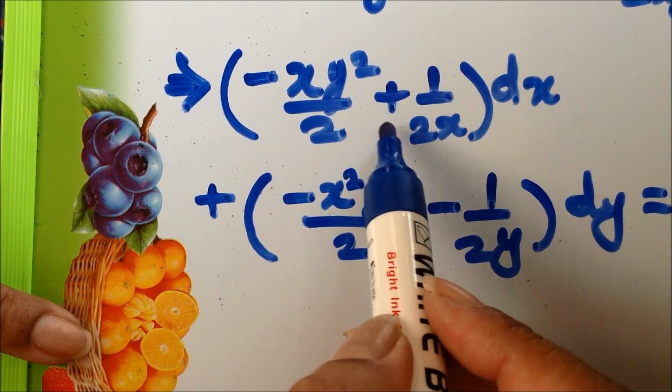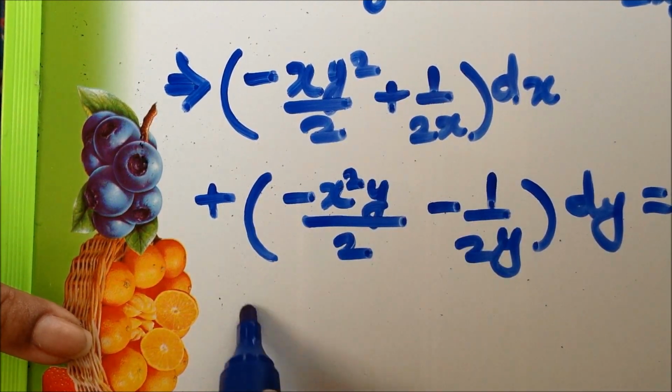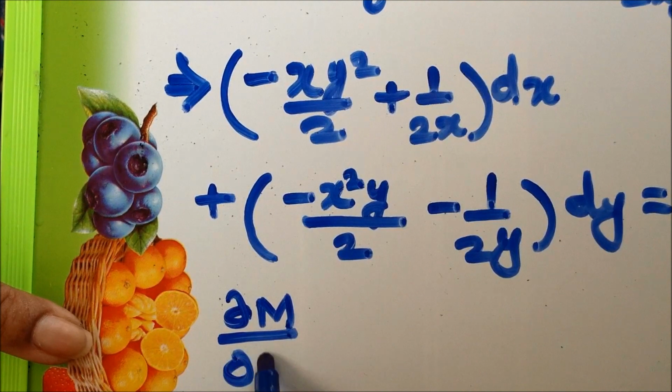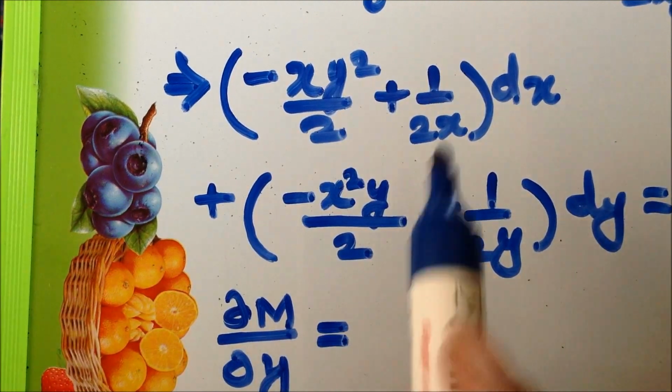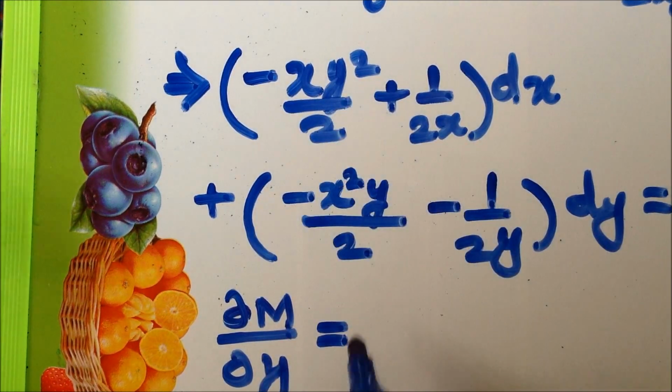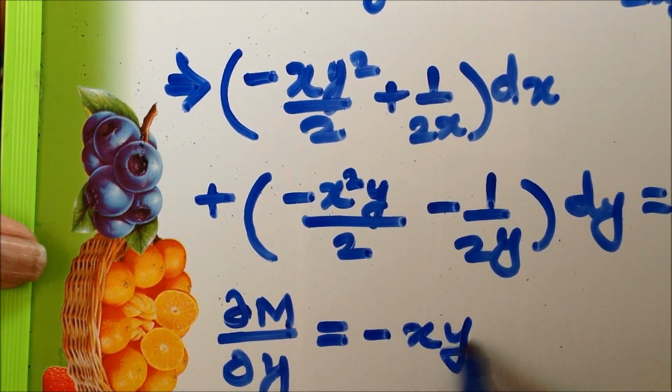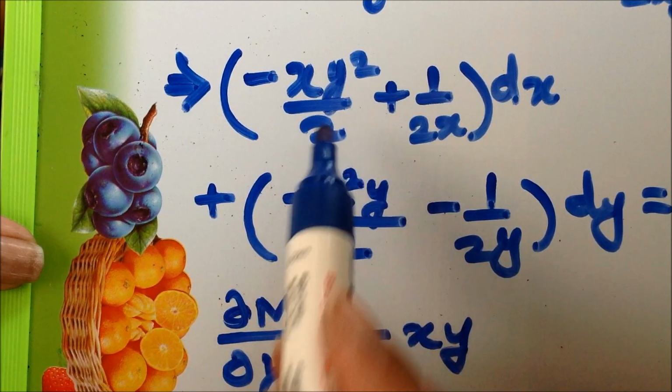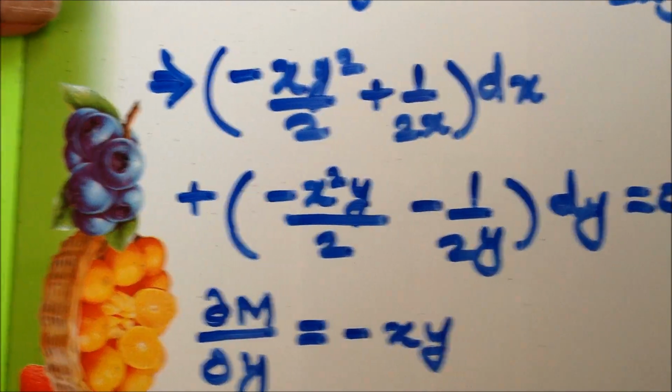So over here this is M and this is N. So ∂M/∂y, in this case again we are treating x as a constant, only we are differentiating with respect to y. So this comes out to be minus 2xy divided by 2, so that is minus xy.